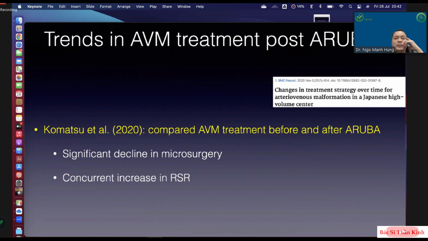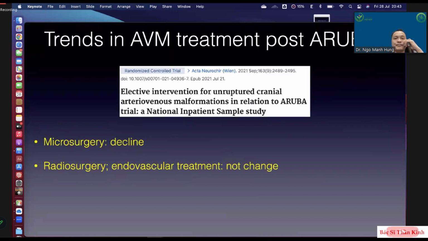And regarding trends in brain AVM treatment after the ARUBA study, Komasu and colleagues in 2020 published the trends of treatment strategy over time for brain AVM in Japan, and they found a significant decline in microsurgery, but a concurrent increase in radiosurgery. The same in 2021: microsurgery declined, and radiosurgery and endovascular treatment showed no change between before and after the ARUBA study.